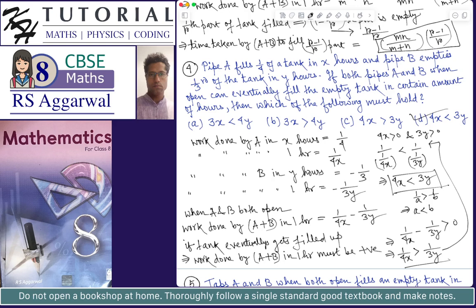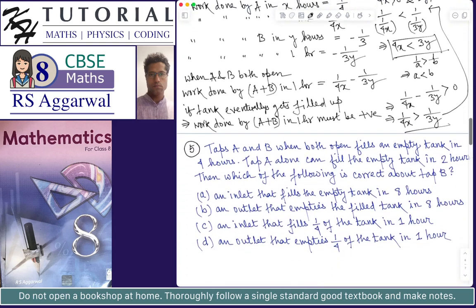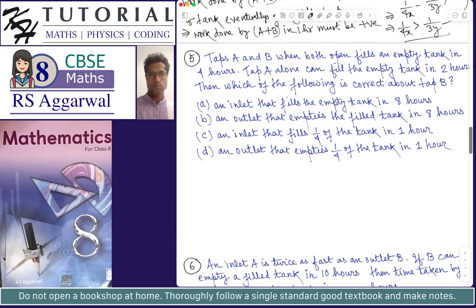Okay, let's see the next problem. Problem number 5 says taps A and B, when both open, fill an empty tank in 4 hours. And tap A alone can fill the empty tank in 2 hours. This means that tap A is an inlet, but nothing is said about tap B. It is only given that taps A and B, when both open, fill an empty tank in 4 hours.